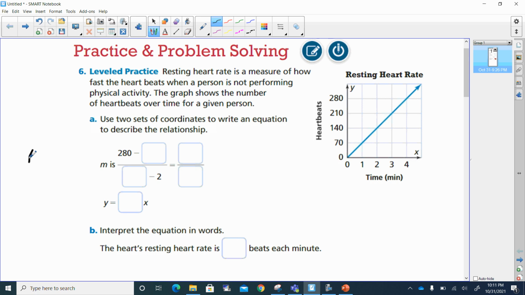Remember, we're using the formula y2 minus y1 over x2 minus x1. And knowing this, I know that this is a coordinate that's 280 for y. So when I come over here, I know that the x will be 4. So this here will be 4 and 280.